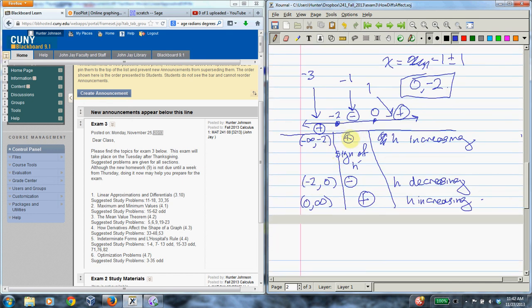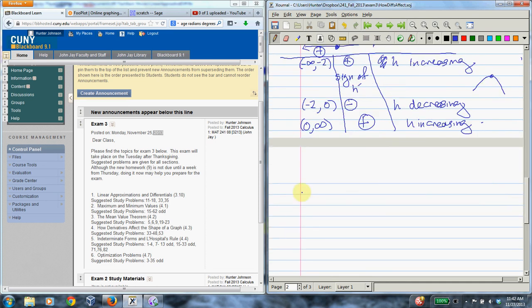So it goes from increasing to decreasing at -2. So what does that look like? Increasing, decreasing. So there must be a local max at -2. And we could plug that in and see what the value actually turns out to be. And I did that, and it turns out that it's 7. This turns out to be 7.